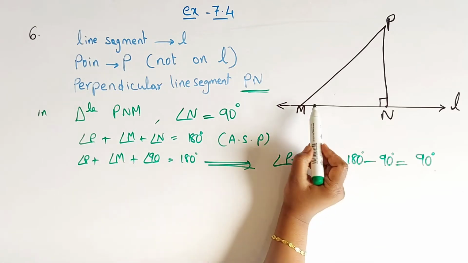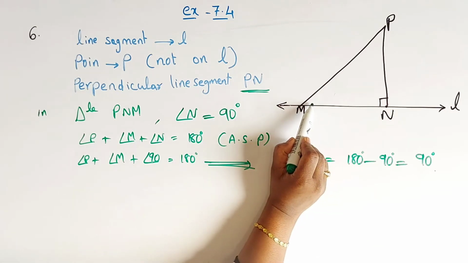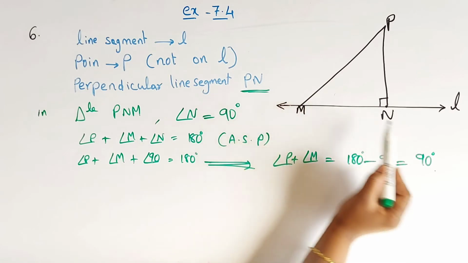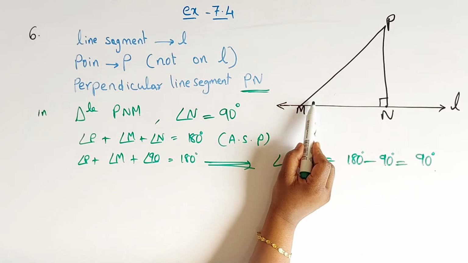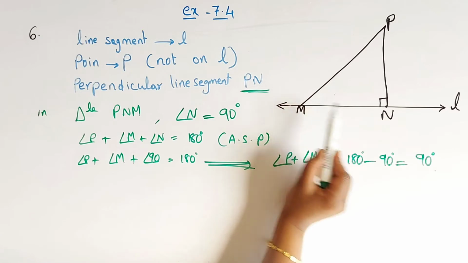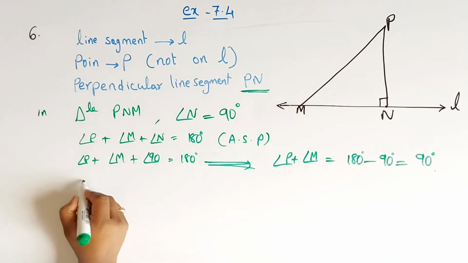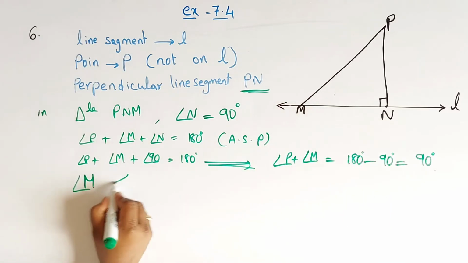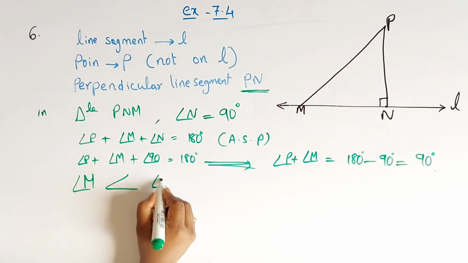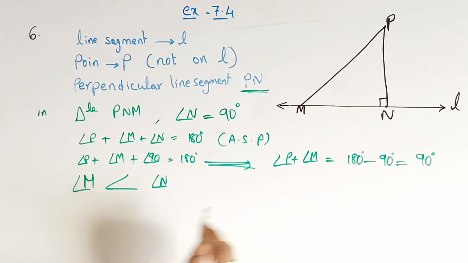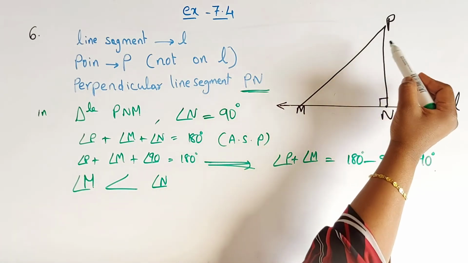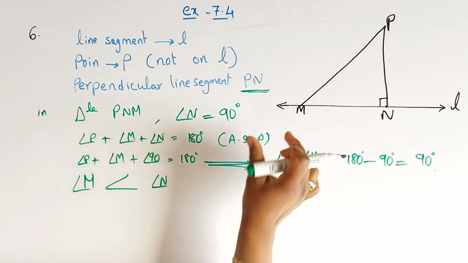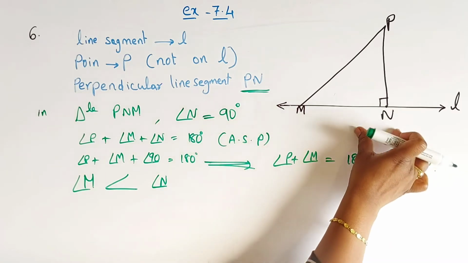That means M is an acute angle. Here it is perpendicular, which means M is an acute angle. So we can say that M is a smaller angle than N. Correct? Here angle M is smaller than angle N because it is an acute angle. If it is 90 degrees, then this is an acute angle and this is also below 90 only. So here I am taking M as smaller than angle N.